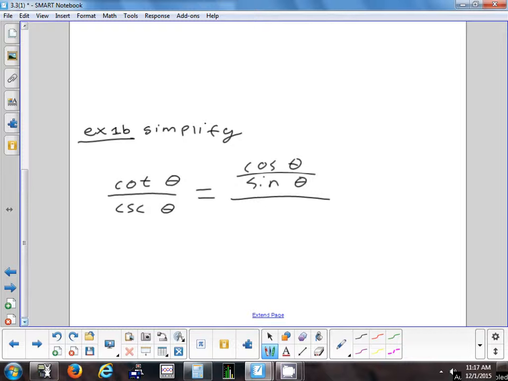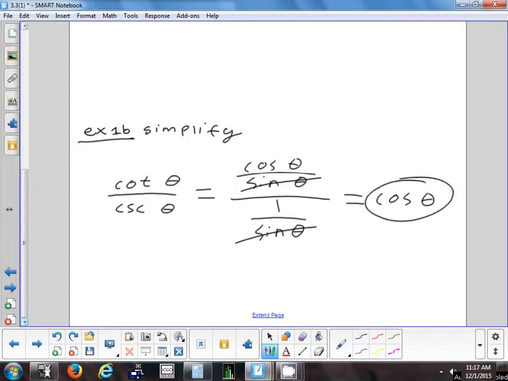All right, now let's change the bottom. What's cosecant? Yep, 1 over sine. Now we have two fractions with the same denominator. What happens with those denominators? They cancel out. So what am I left with? Just cosine over 1, which is just cosine. So if you take the cotangent and divide by the cosecant, it's exactly the same as just the cosine. Complicated expression on the left, simpler expression on the right.